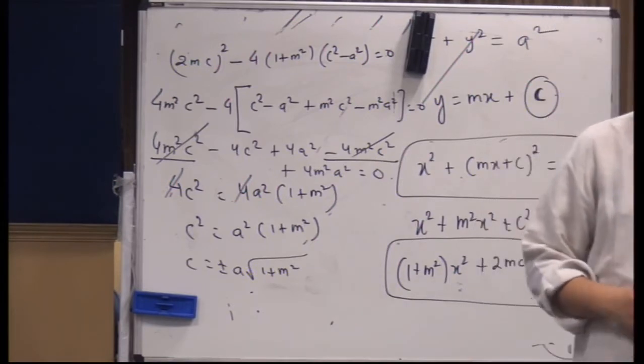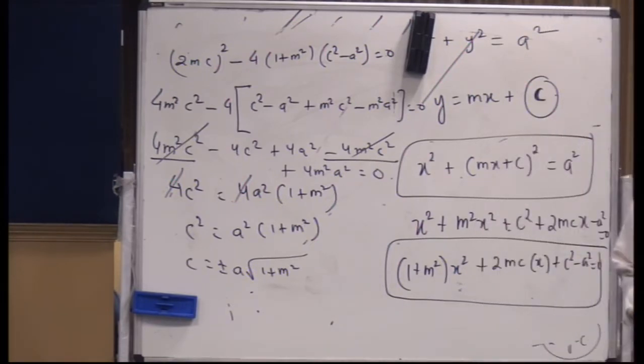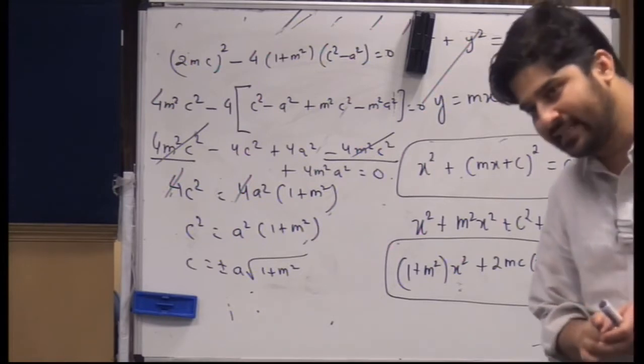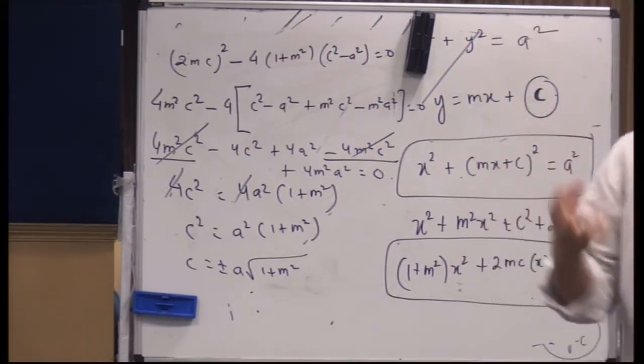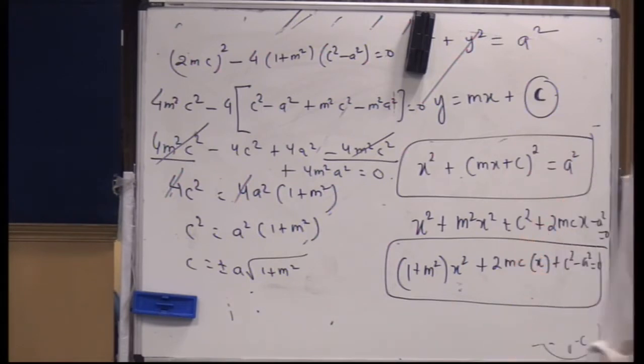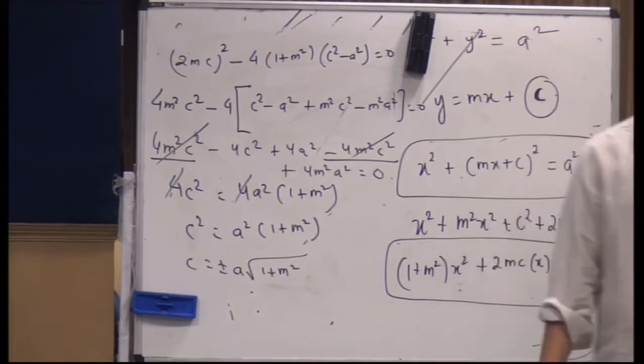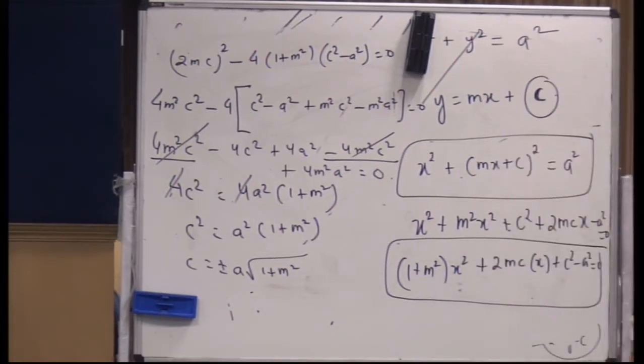So this is the condition for any line to become a tangent when the circle equation is x square plus y square is equal to a square. Right? Is the logic clear or not clear? Clear? Sure? Is there any student who could not understand? Got it? Should we proceed further?